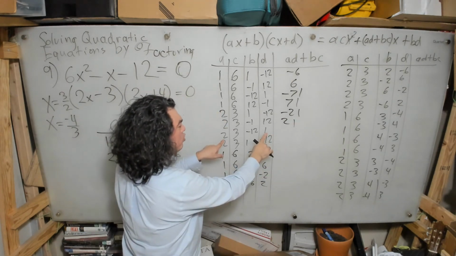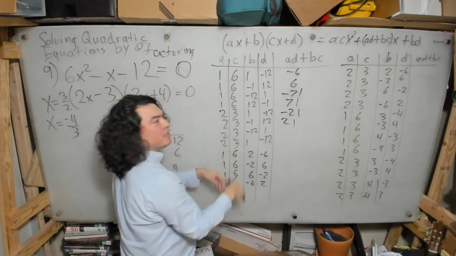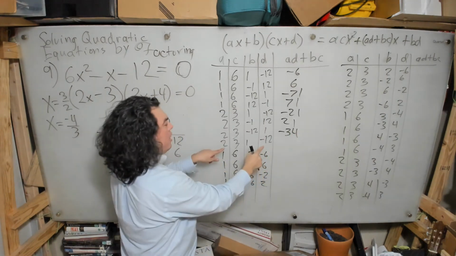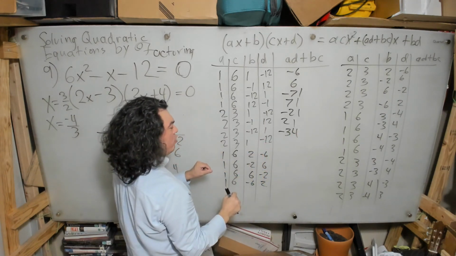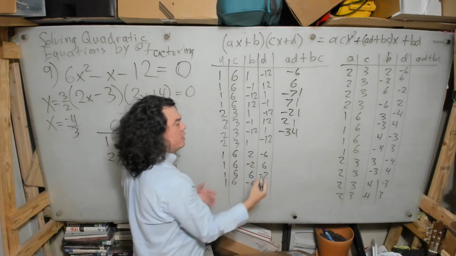A times D here is 2. B times C here is negative 36. 2 plus negative 36 is 2 minus 36, which is negative 34. A times D is negative 24, because 2 times negative 12 is negative 24. 3 times 1 is 3. Negative 24 plus 3 is negative 21.